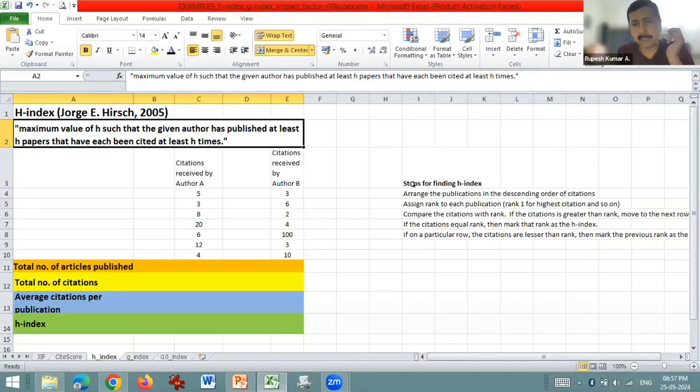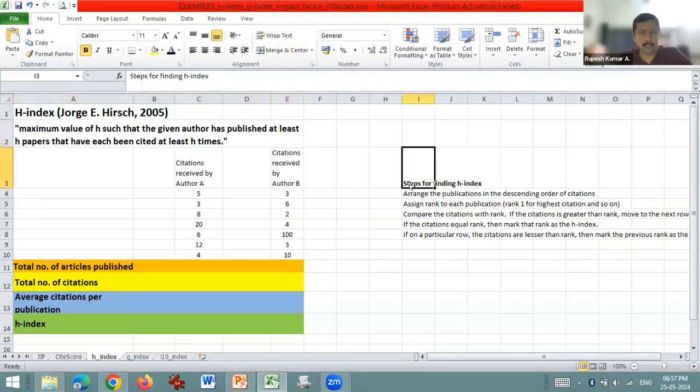I have outlined the steps for finding the H index on the same sheet. I'm going to share this Excel file as well with the organizers. So how do we do this? How do we find out the H index? Before we do that, H index is a double-edged sword. It measures the productivity as well as impact of authors.